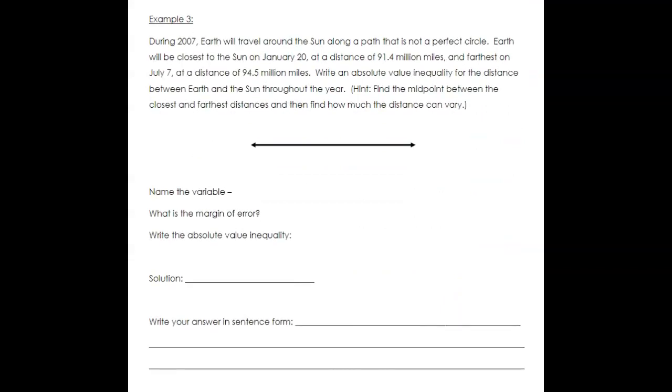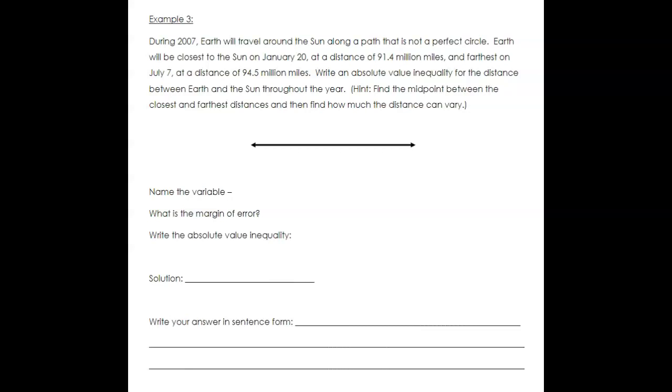Example 3 says, during 2007, Earth will travel, or Earth did travel, around the Sun along a path that is not a perfect circle. Earth will be closest to the Sun on January 20th at a distance of 91.4 million miles, and farthest on July 7th at a distance of 94.5 million miles. Write an absolute value inequality for the distance between Earth and the Sun throughout the year. A hint is to find the midpoint, or the halfway point, between the closest and the farthest distances, and then find how much the distance can vary.